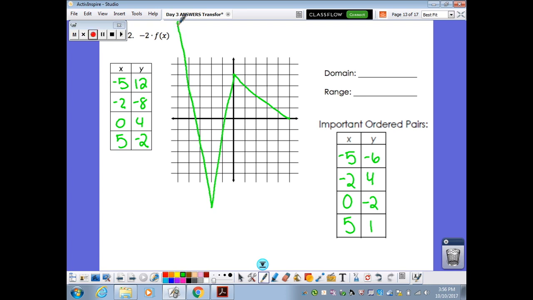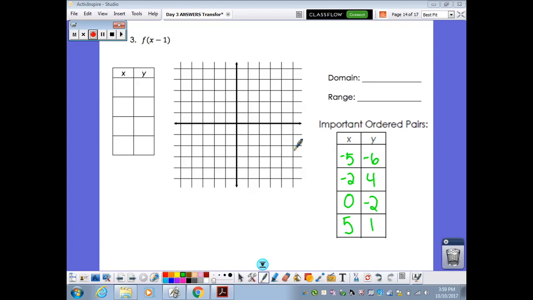Our domain stays the same from negative 5 to 5, and our range now has doubled in size. It is now going to be from negative 8 to positive 12. Now let's look at the next problem.